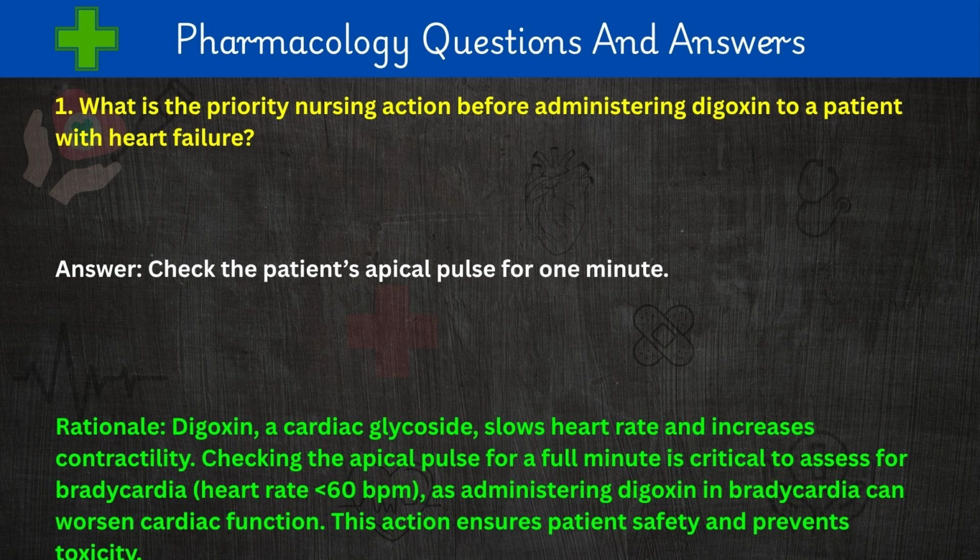1. What is the priority nursing action before administering digoxin to a patient with heart failure? Answer. Check the patient's apical pulse for 1 minute. Rationale. Digoxin, a cardiac glycoside, slows heart rate and increases contractility. Checking the apical pulse for a full minute is critical to assess for bradycardia, heart rate less than 60 bpm, as administering digoxin in bradycardia can worsen cardiac function. This action ensures patient safety and prevents toxicity.